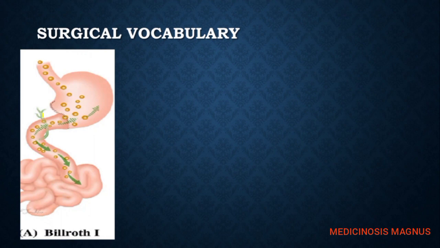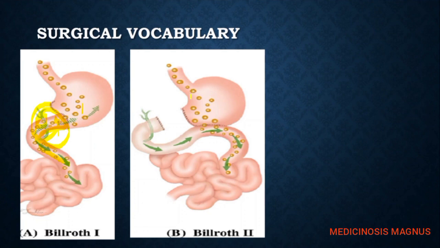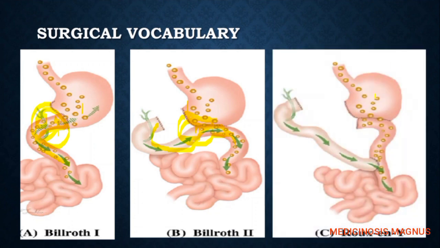Billroth-1. If you see, the distal part of the stomach is removed and the duodenum is attached end to end. This is gastroduodenostomy. Then Billroth-2, if you see, this is also the distal stomach is removed and an end is attached to the side of the jejunum. This is gastrojejunostomy. In Roux-en-Y bypass, if you see, the distal part of stomach is removed and this end is attached to this side of the jejunum. The duodenum is removed separately and it is attached to the jejunum. So these are some reconstruction methods.